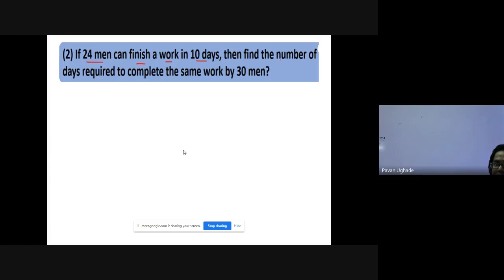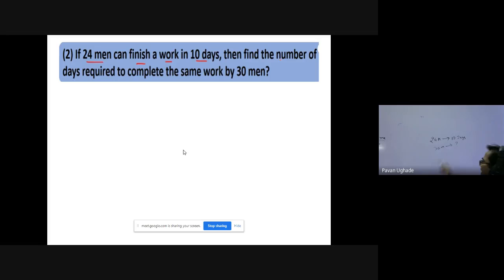If 24 men finish a job in 10 days, it is very simple, guys. If 24 men finish a job, it requires 10 days, right? So 30 men finish in how many days? Anybody want to try and tell me the answer? कितना आएगा आपका? चेक करिए.